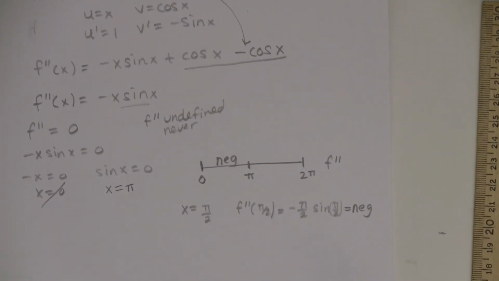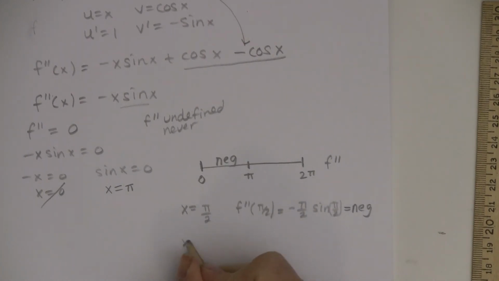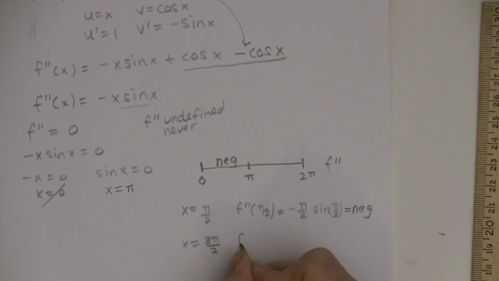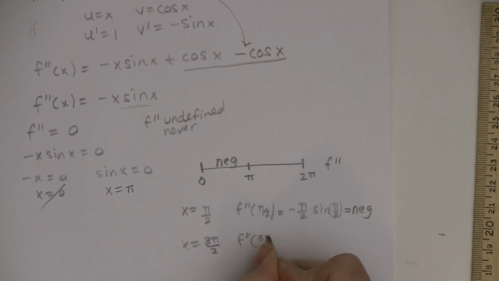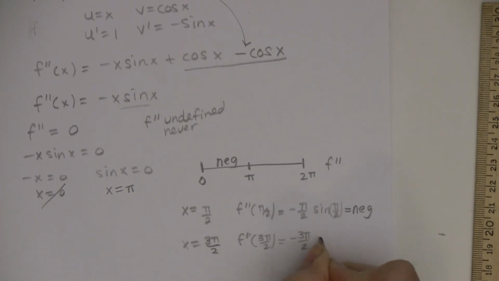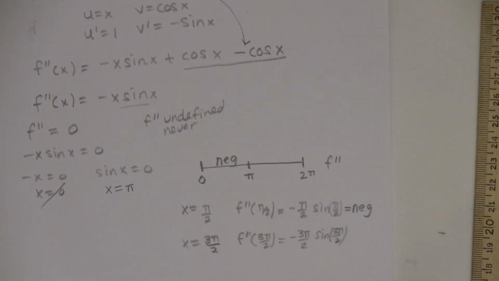I would probably check something over here, like perhaps 3 pi over 2. So x equals 3 pi over 2 would be a possibility. And all I care about is whether it's positive or negative. So I would get negative 3 pi over 2 times the sine of 3 pi over 2. And this is a negative, and remember the sine of 3 pi over 2 is a negative. So a negative times a negative is a positive.